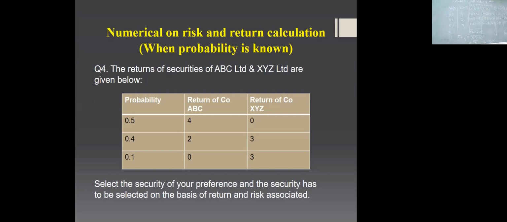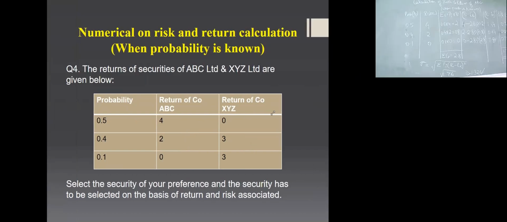Cheryl, I think you were asking something. Yes, ma'am. I was telling variance is root 1.76, ma'am. Okay. Don't tell root. It is 1.76%. Okay.